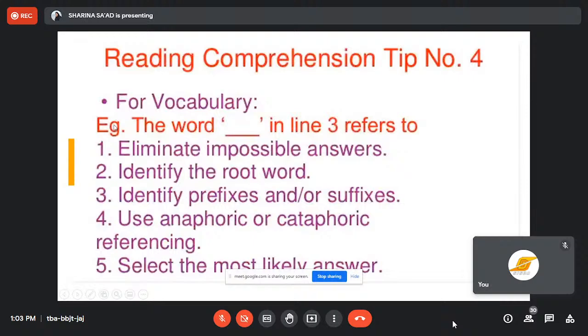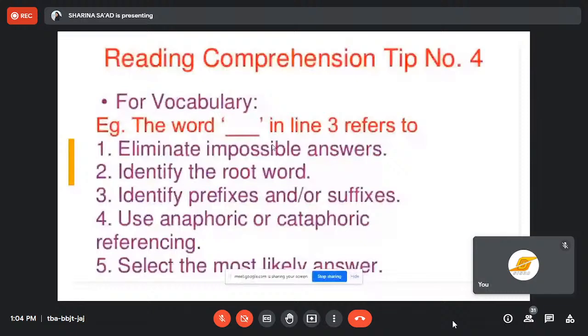Okay. Tip number 4, vocabulary. Questions will be asking you about the meaning of words. What does the word in line 3 refer to? What you need to do is eliminate the impossible answers. You look at options A, B, C: impossible, impossible. Only one possible answer. Take that possible answer.